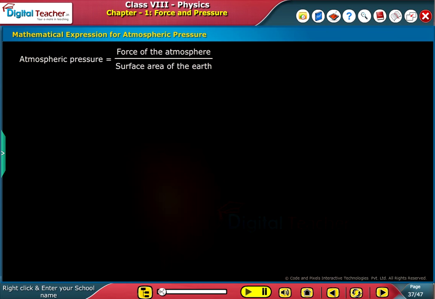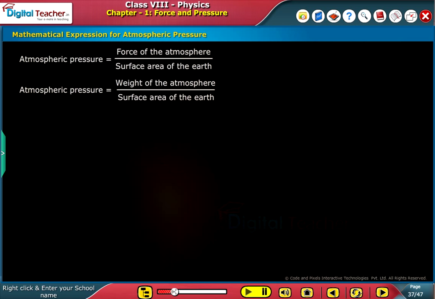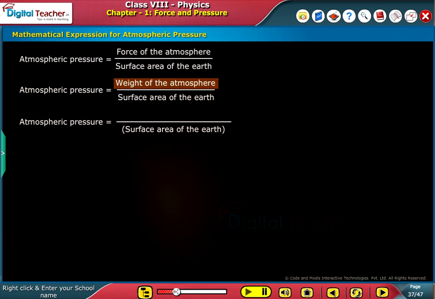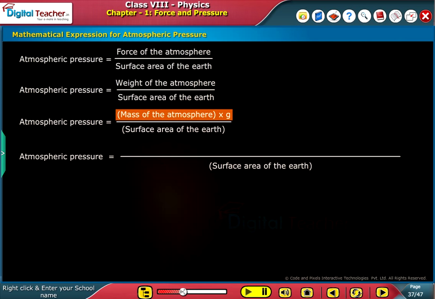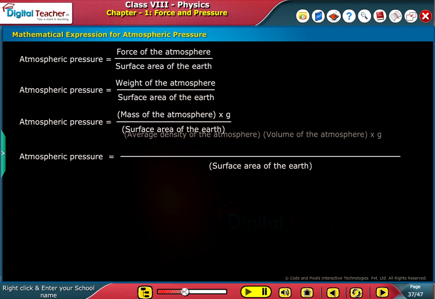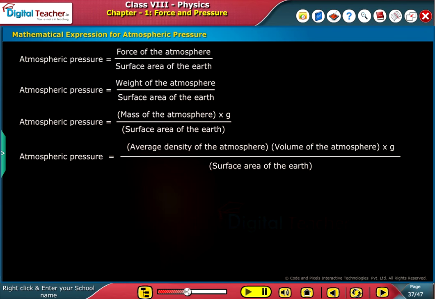Now, we derive the mathematical expression for the atmospheric pressure. Atmospheric pressure is the ratio of force of the atmosphere and surface area of the Earth. Here, force of the atmosphere is nothing but weight of the atmosphere. We know that weight is equal to the product of mass and acceleration due to gravity. The density is defined as the ratio of mass per volume. So mass of the atmosphere can be written as the product of average density of the atmosphere and volume of the atmosphere.